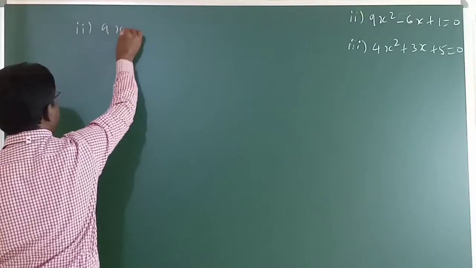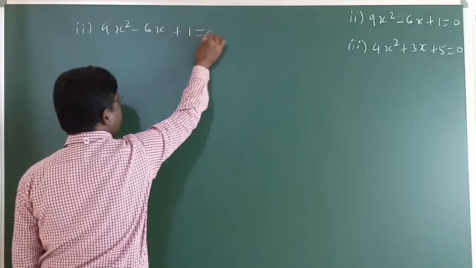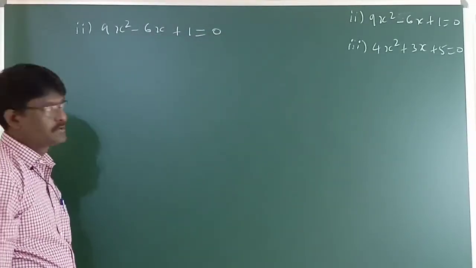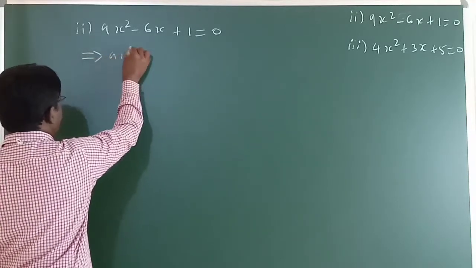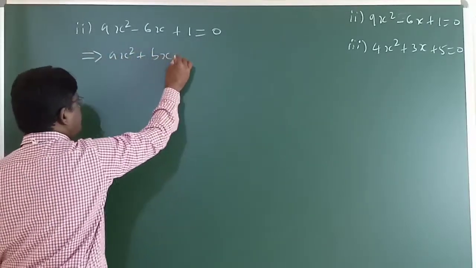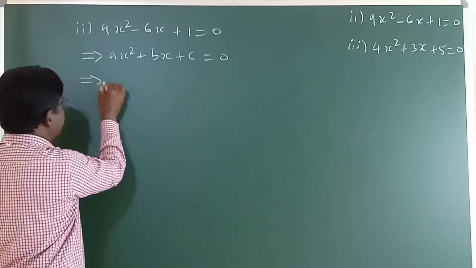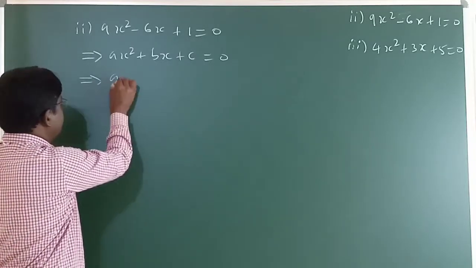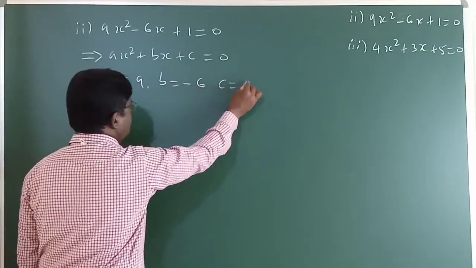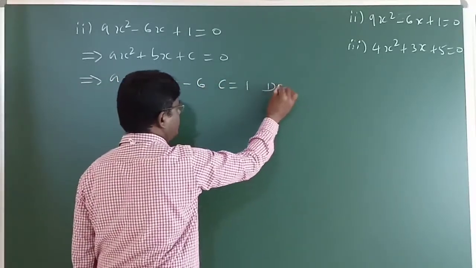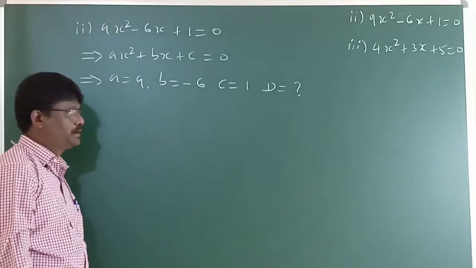9x square minus 6x plus 1 equal to 0. Compare this with the standard form ax square plus bx plus c equal to 0. Hence, we get a is 9, b is minus 6, c is 1. Since we have to find out the nature, therefore discriminant D decides, put a question mark.